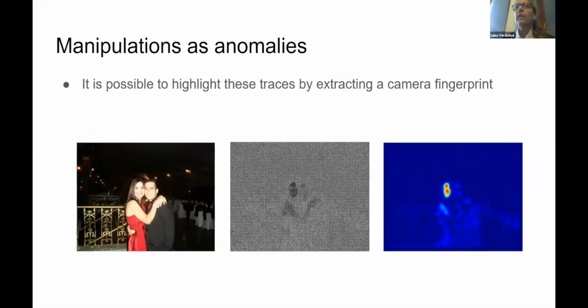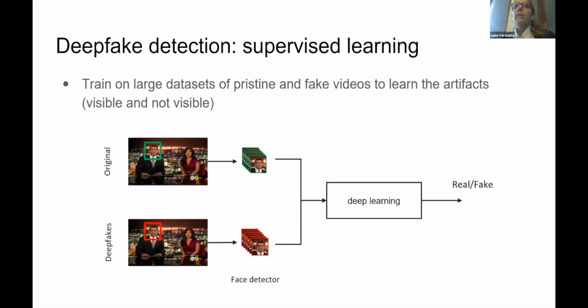And so, of course, we can take an approach which tries to highlight these traces by extracting a camera fingerprint from the image and then detecting these anomalies. Here you can see this fingerprint, and also notice the typical JPEG artifact of the image, while on the face there was an anomaly, something different, for which maybe you can tell it was a manipulation.